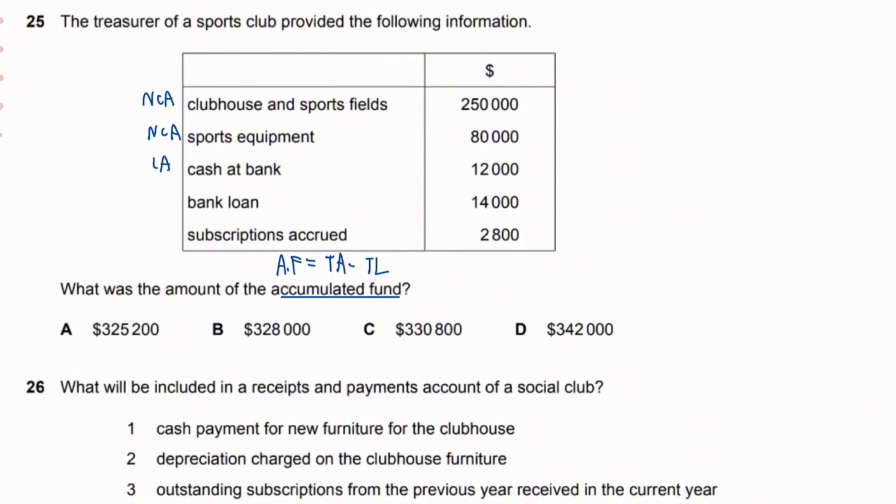Bank loan, non-current liability. Subscriptions accrued, because this is an income. So when there's an income accrued, it is a current asset. So let's add everything up and minus out this non-current liability. You'll get 330,800. So C is the correct answer.